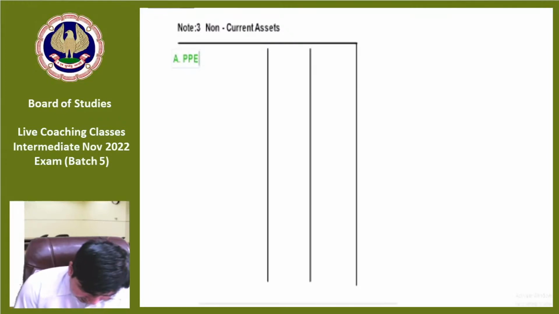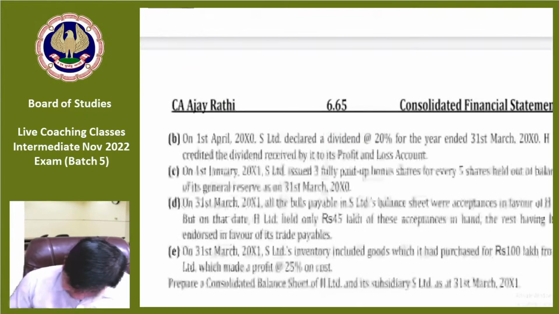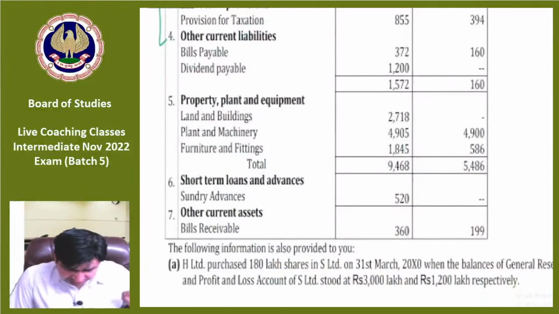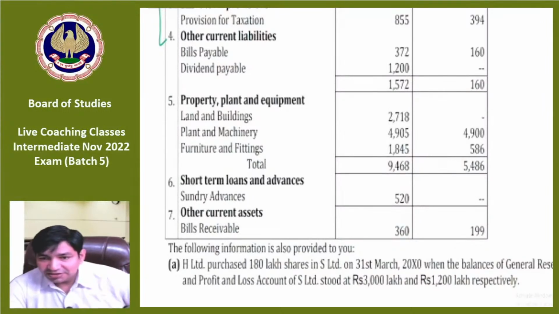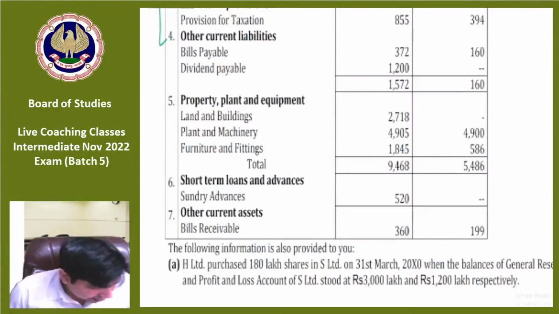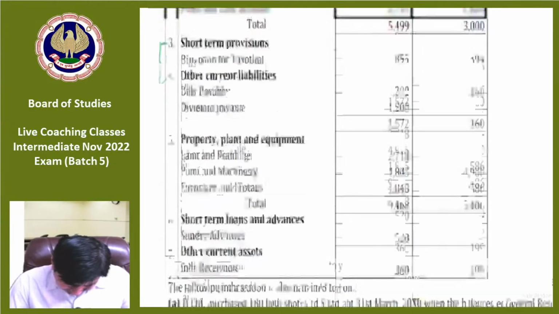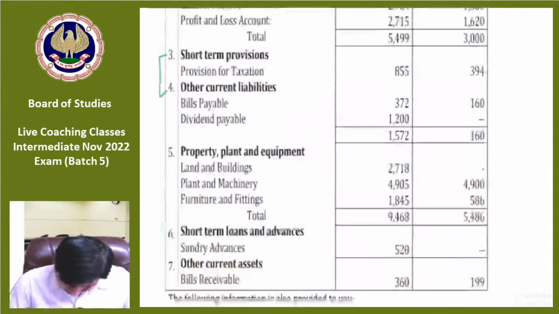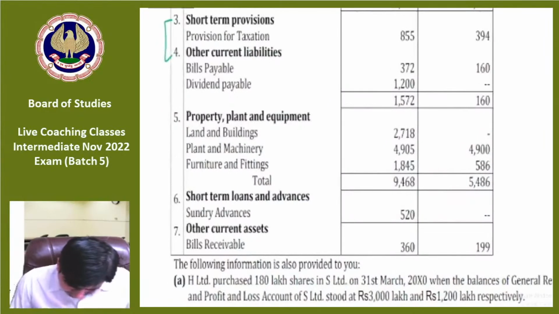Property, plant and equipments. First mention the assets, what the non-current assets we are having. Land and building, plant and machinery, furniture and fittings. Completed? Yes, beta. Approximately ready. Land and building, property, plant and equipment, plant and machinery, furniture and fittings. Other non-current assets are also there. Yes, those are investments. Those will be in the working note. So only 3. These are the assets which we need to mention.